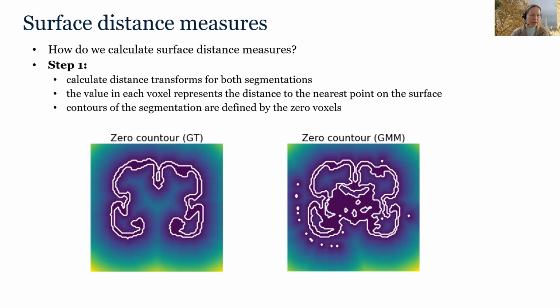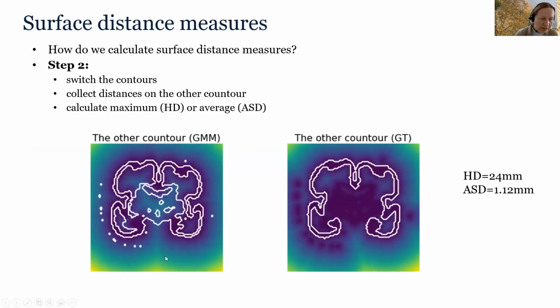Now, once we have this transform, we will switch the contours. So here we have the distance transform of the ground truth, and the contour is from the automated segmentation, and here it is the other way. And then what we will do, we will collect all the distances on this surface, on the contour. And then depending on what we're calculating, if we want Hausdorff distance, we take the maximum, and if we want average surface distance, we take the average.